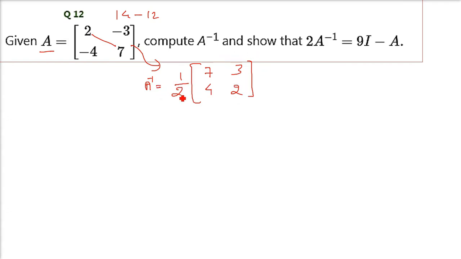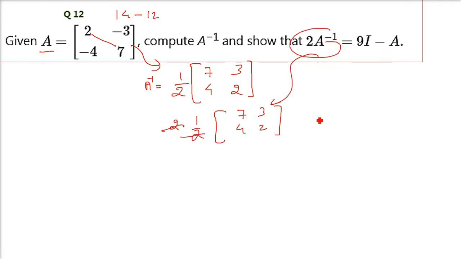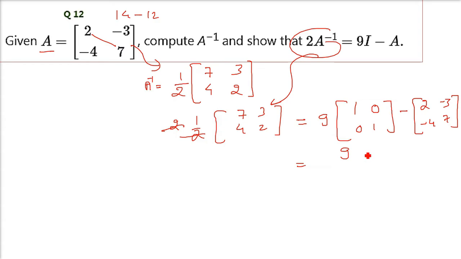So adjoint A we have found out and then divided it by the determinant of A. Now this is 2A inverse. So twice of this, 1 by 2, 7 by 7 and 4, 3 and 2. And 2 gets cancelled. So whatever on the right hand side you should get 7, 3, 4, 2. So let us do it. 9 times the identity matrix, since it is a 2 by 2 matrix, 1 0 0 1 will come, minus A. What is A? This is 2 minus 3 minus 4 and 7. So it is going to be scalar multiplication 9 0 0 9. Then you have a subtraction, 2 minus 3 minus 4 and 7.